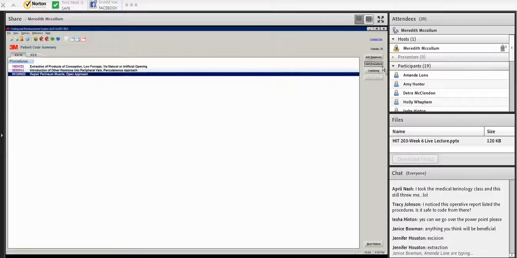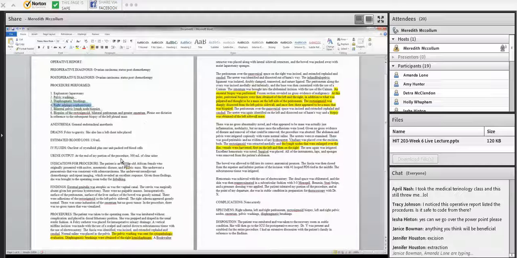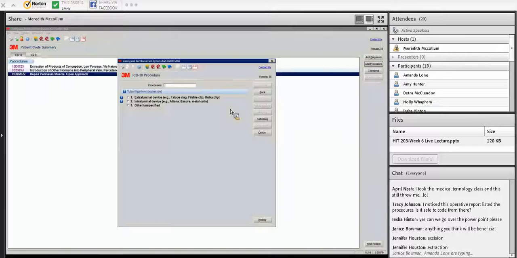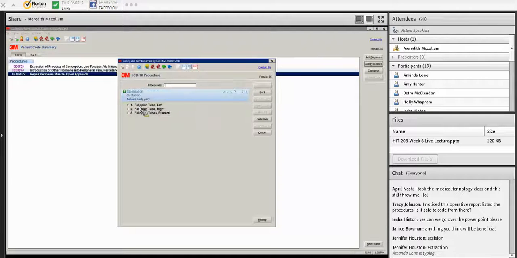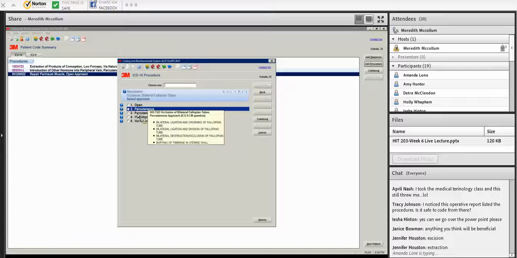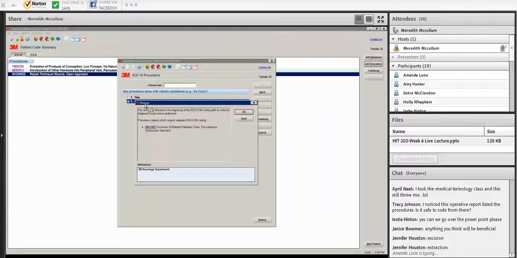Anyway, then they do a sterilization, tubal ligation. I don't know that they discuss what type they use. Let me go back to it. Laparoscopic bilateral tubal ligation. So we don't have any other information. Bilateral, laparoscopic, percutaneous endoscopic. No, there was no robotic assistance.